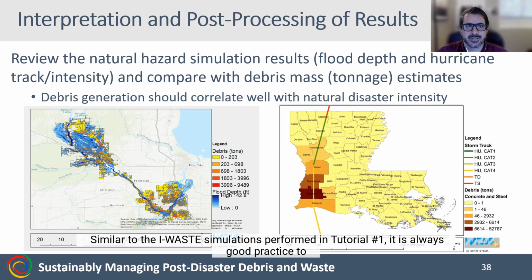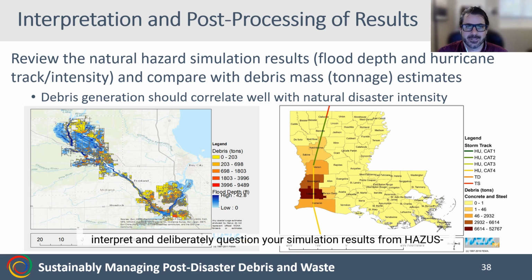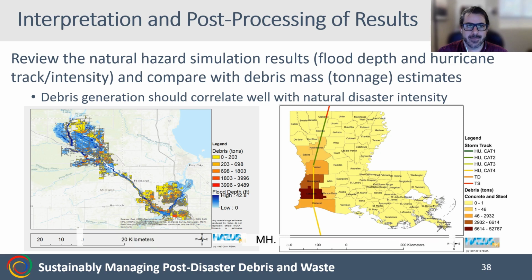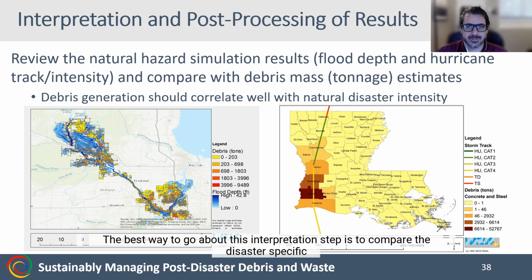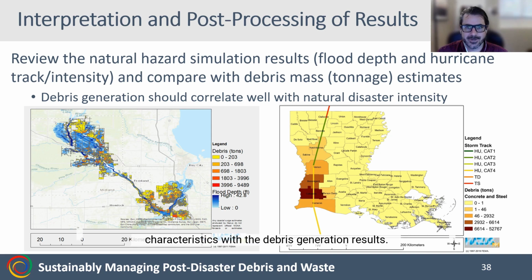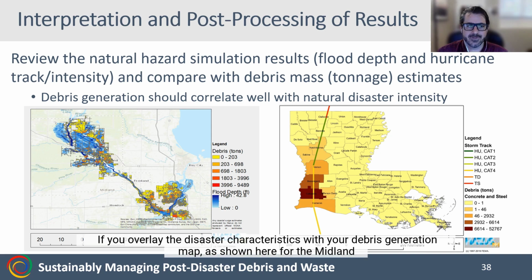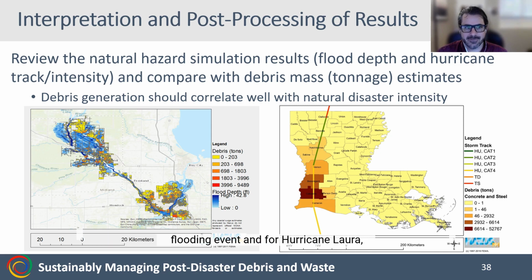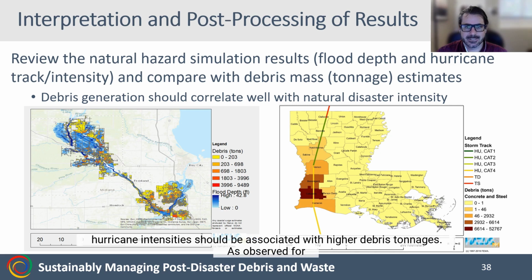Similar to the IOA simulations performed in tutorial number 1, it is always good practice to interpret and deliberately question your simulation results from HAZUS-MH. The best way to go about this interpretation step is to compare the disaster-specific characteristics with the debris generation results. If you overlay the disaster characteristics with your debris generation map, as shown here for the Midland flooding event and for Hurricane Laura, you should see a qualitative correlation between the two. In other words, dense urban areas with higher flooding depths or hurricane intensity should be associated with higher debris tonnages.